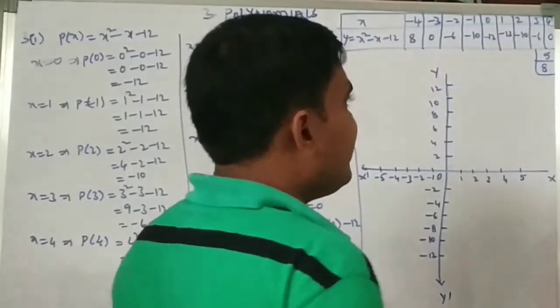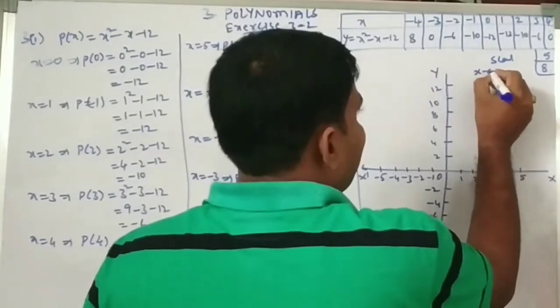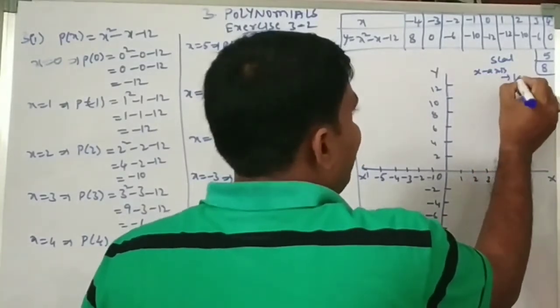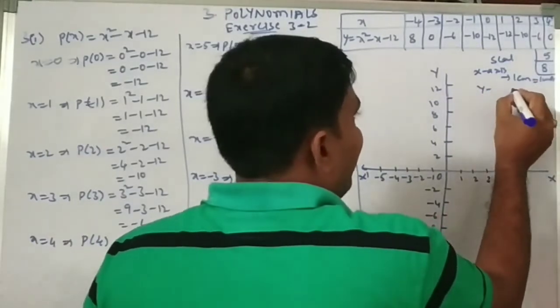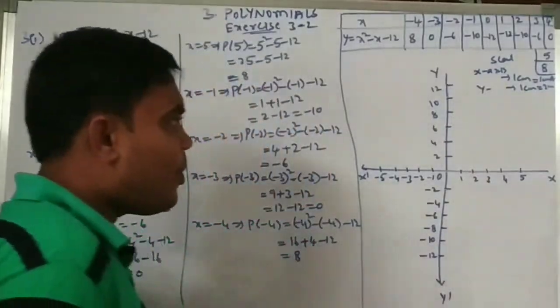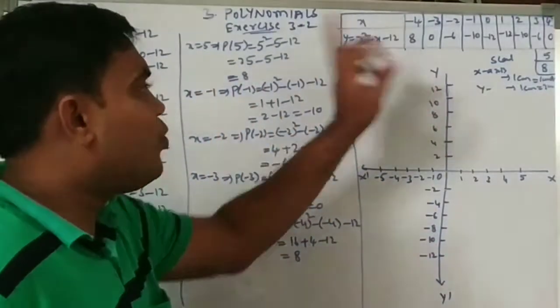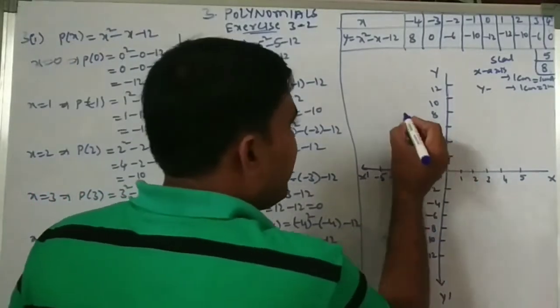So the scale: on the x-axis, 1 centimeter equals 1 unit. On the y-axis, 1 centimeter equals 2 units. Now the first point, minus 4 comma 8. So x is minus 4, y is 8. So minus 4, 8.